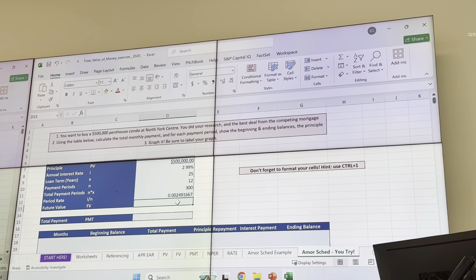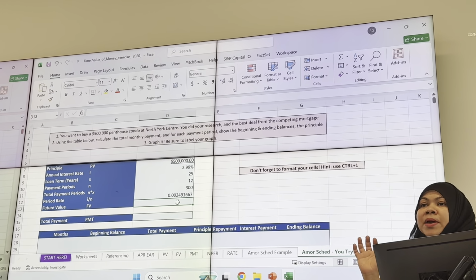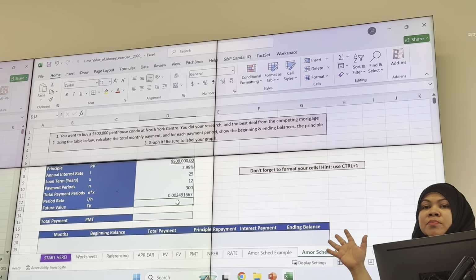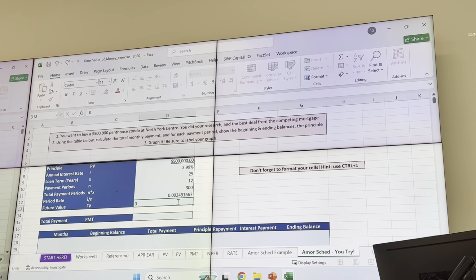Your future value. Amortization means you borrowed 500,000 from the bank, and at the end of the 25 years you will be at zero. You don't owe anything to the bank. That is your goal. That is the amortization, right? So the future value will be zero. That's how mortgage planning is. Now, your first target is calculating the payment. How much would the mortgage payment be?